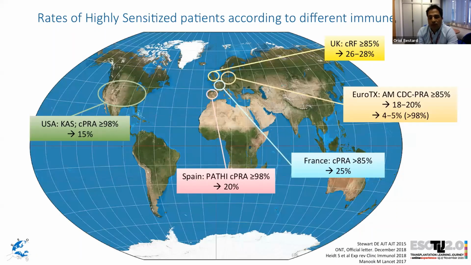And actually, this is a little bit of a summary or landscape. You can see, according to each prioritization threshold for defining a highly sensitized patient in every country and region in Europe, as well as in the US, the range or percentages of patients that are classified as highly sensitized according to each assay or approach that each region is using. And as you can see here, it may vary significantly.